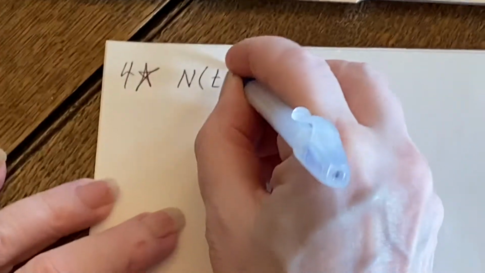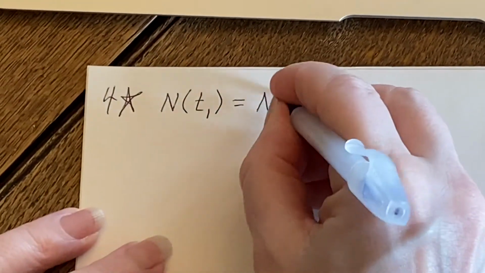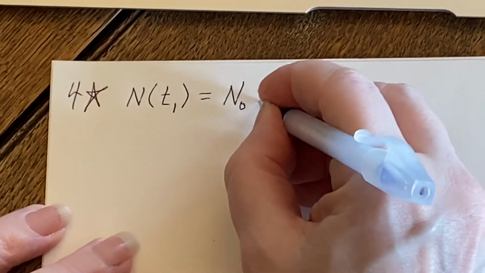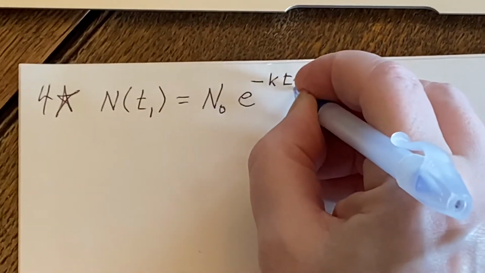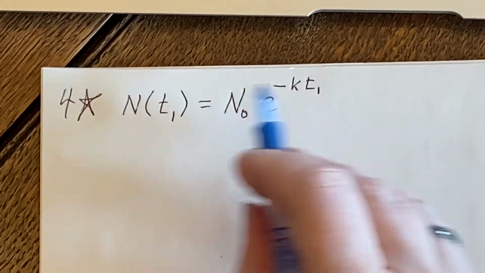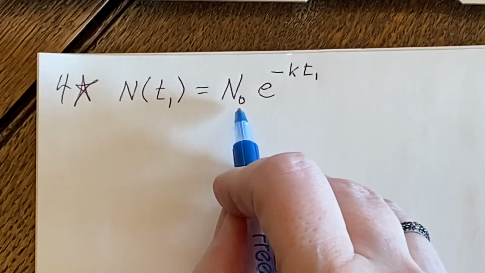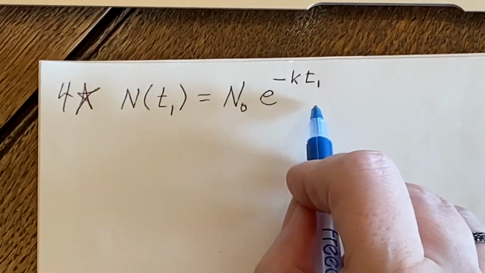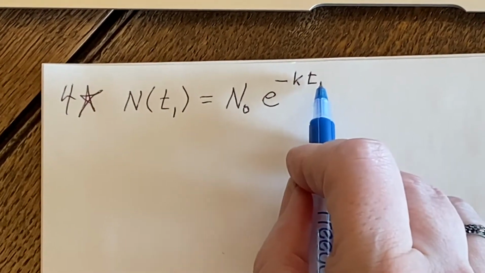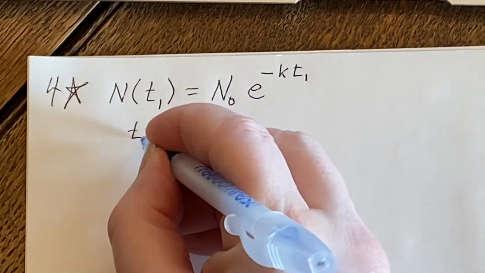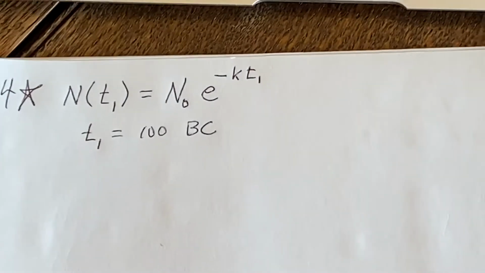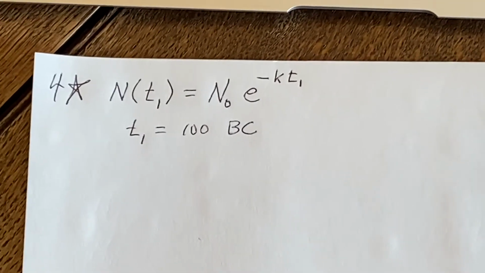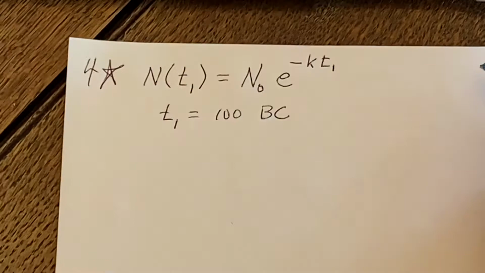I know that how much there is at a particular time depends on how much there originally was, and then it undergoes this exponential decay for that period of time compared to, T1 compared to time 0. So I have a situation where this is the type of formula I want to use, and I'll identify this first one, T1, as being 100 BC. You might as well say that's negative 100 compared to our 2020.